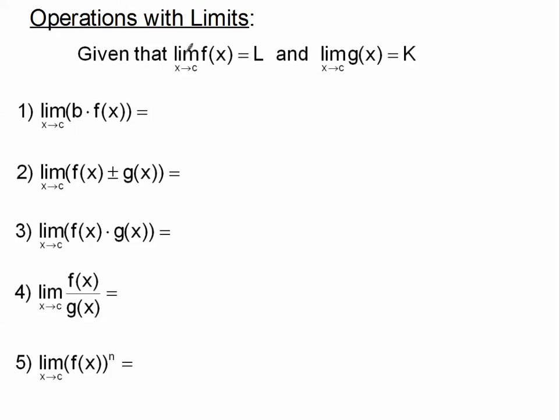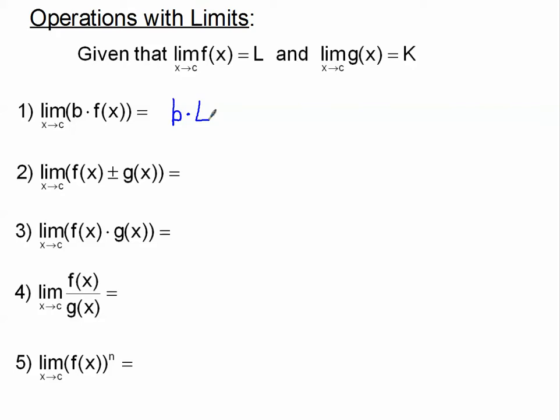So given that we have the limit as x approaches c of f of x, we'll make that equal to L. And the limit as x approaches c of g of x, a different function, we'll make that limit equal to k. So we have 5 things that we could do. If we multiply some constant, some number b, to f of x, that's the same thing as multiplying b to the limit of f of x.